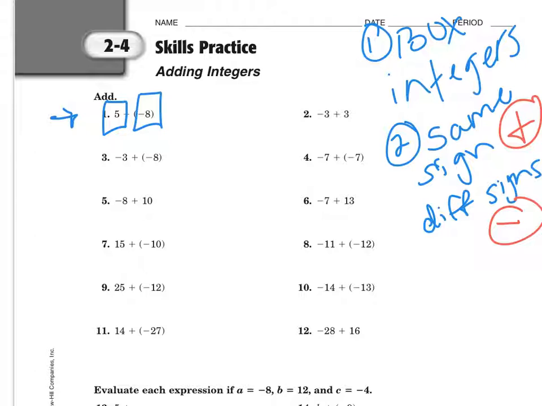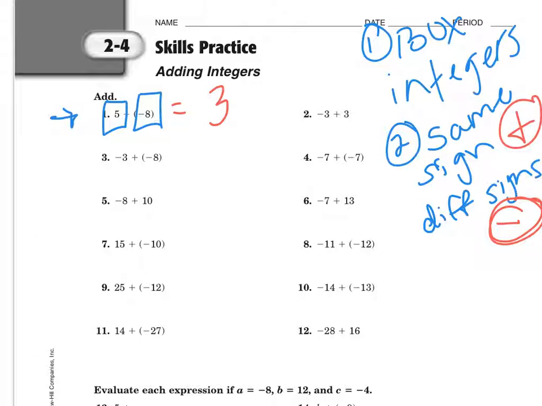Well, look at your 5. I have a positive 5 and a negative 8. Same signs or different? They're different. So we're going to subtract. Okay? And 8 minus 5 is 3.